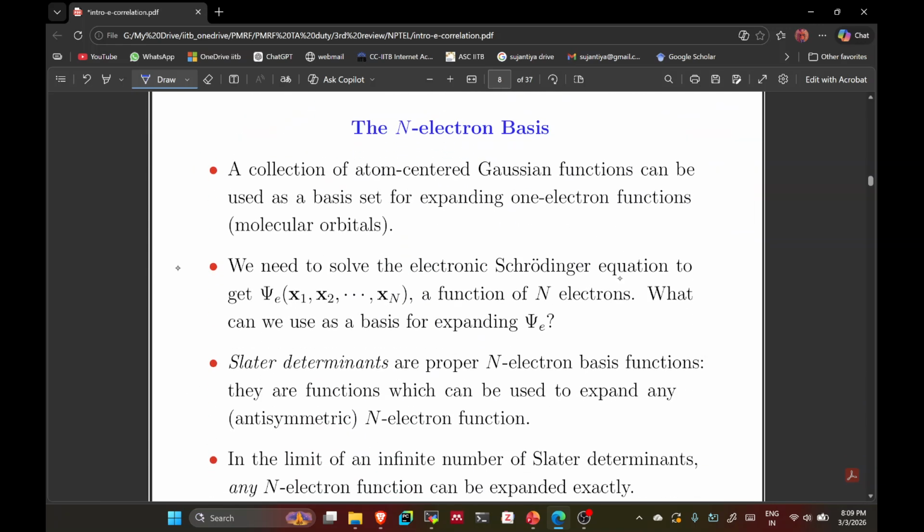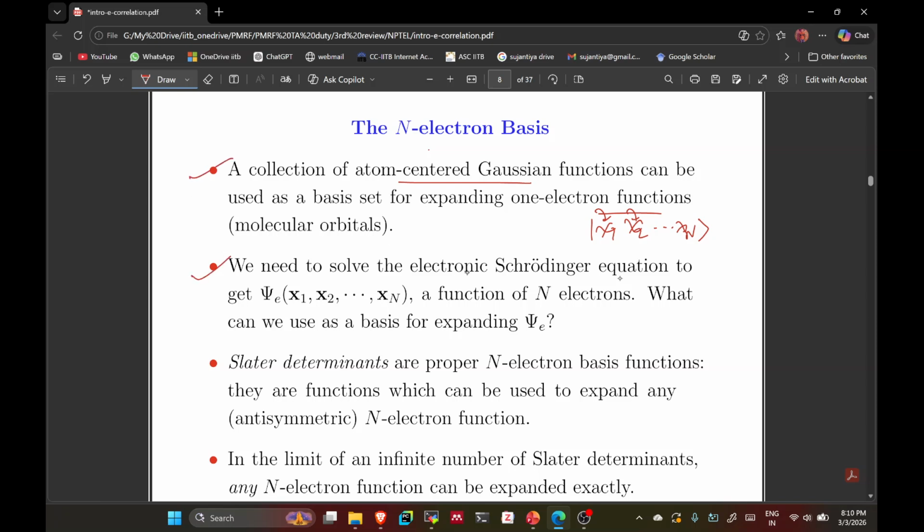Now the n electron basis, this we have already discussed. A collection of atom-centered Gaussian functions can be used as a basis for expanding the one electron function. So in the Hartree-Fock picture, you have chi 1, chi 2, chi n, right? Each of these chi 1, chi 2 are one electronic functions, and these one electronic functions can be expressed in terms of atom-centered Gaussians.